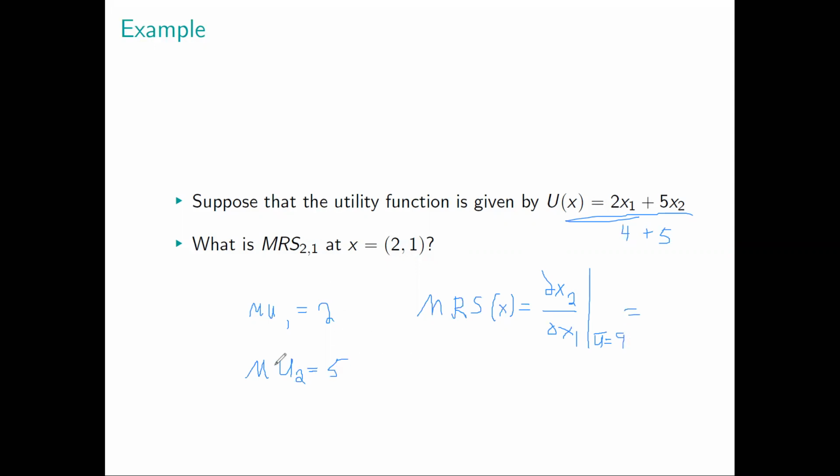It's not going to depend on either the evaluation of x or of good 1 or good 2 in this. So it's going to be -2 over 5. So this means you give up 2/5 unit of good 2 for every additional unit of x1 you get while you're on this utility curve where it's equal to 9.